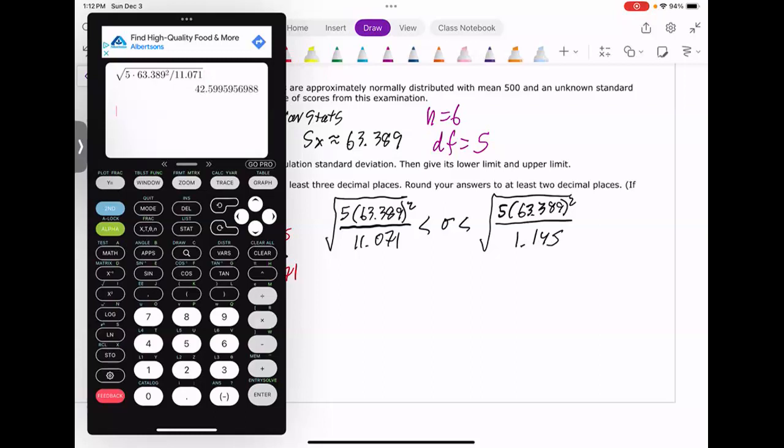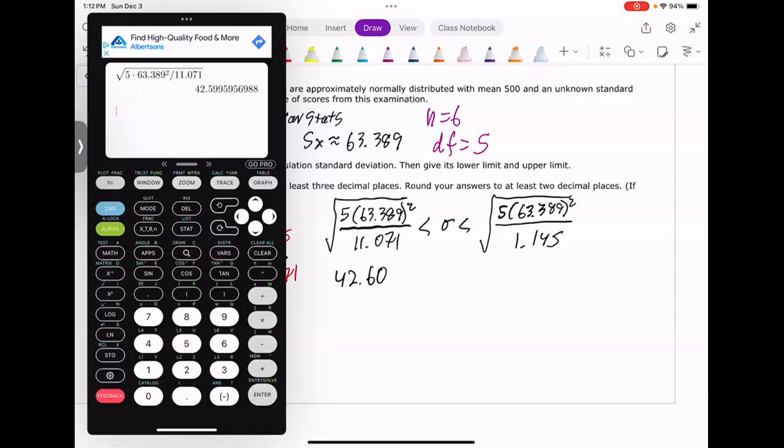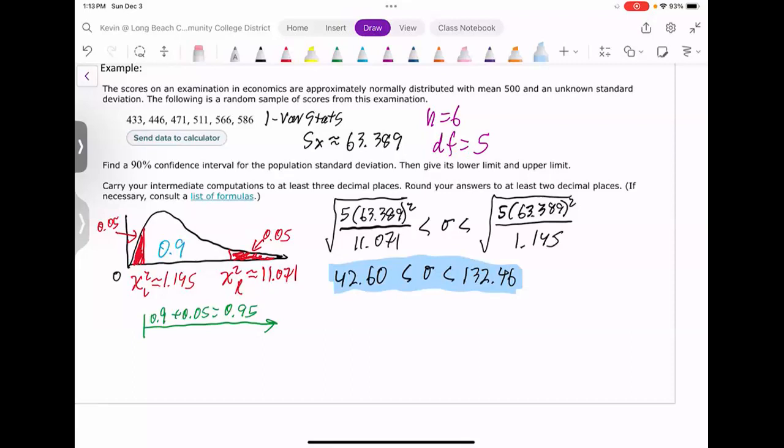gets me 42, and they want us to round it to at least 2 decimal places. So it's 42.60. And then the other one is going to be the square root of 5 times 63.389 squared divided by 1.145, 132.46. That is our final answer. I hope that you found this useful.